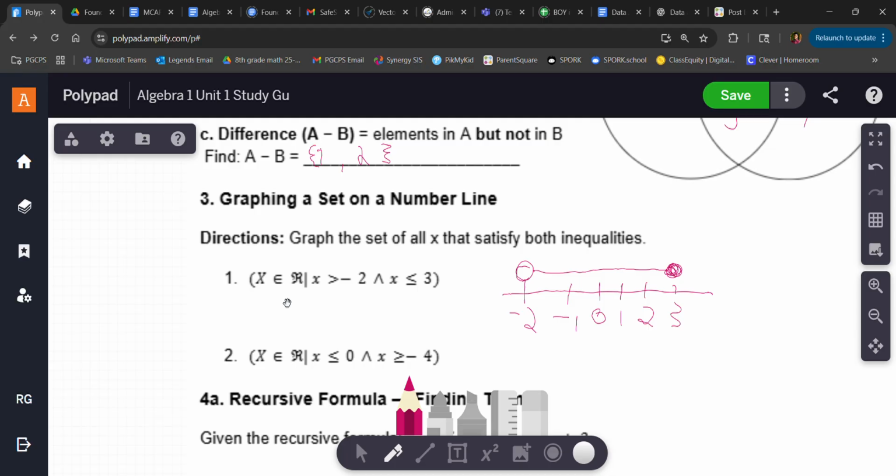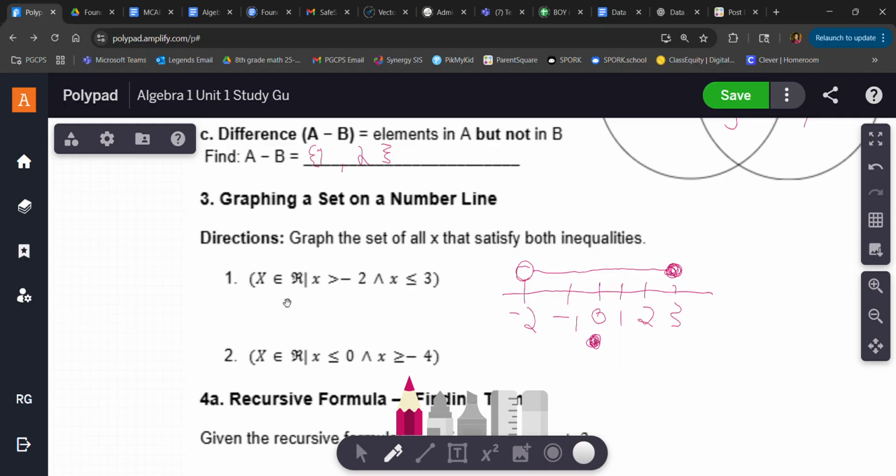And again, these are real numbers, so technically x could be -1.5 or 2.2 because real numbers include those decimals and fractions. So here, same thing. X is less than or equal to 0. You use a closed circle on that 0, something like that. And x is greater than -4.